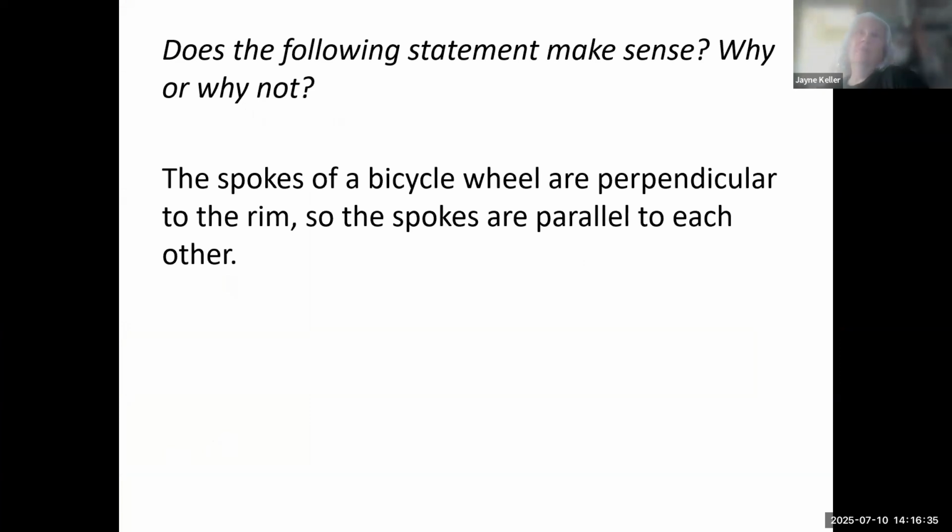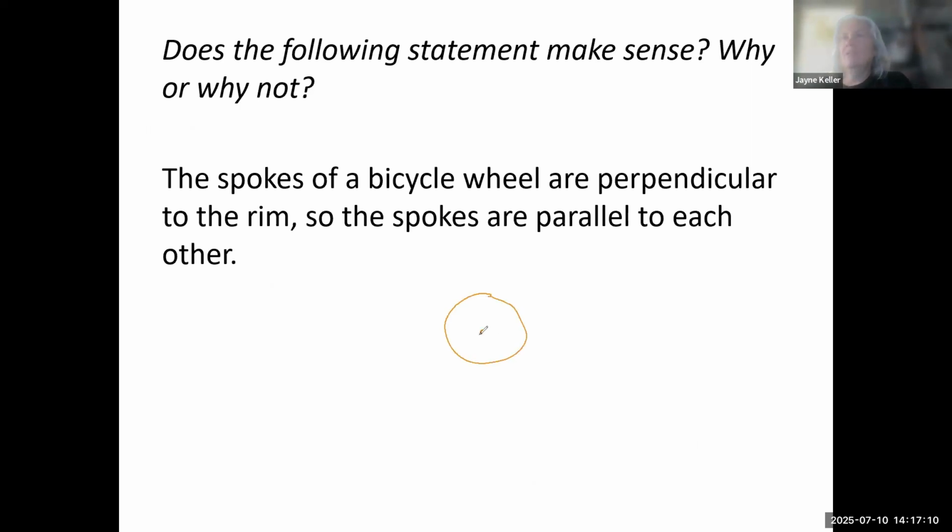Okay, so some of the problems might look like this. Does the following statement make sense? And then usually these are multiple choice. So a good approach to this is to first decide whether you think it's true or not, and then think about why, and then try to find the one that matches. So for this one, the spokes of a bicycle wheel are perpendicular to the rim, so they are parallel to each other. Does that make sense?